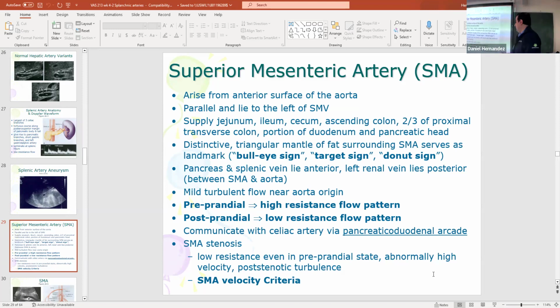Again, we said we have that communication between the SMA and the celiac artery via the gastroduodenal artery, or the pancreatoduodenal arcade. So think GDA, gastroduodenal artery, or pancreatoduodenal arcade.